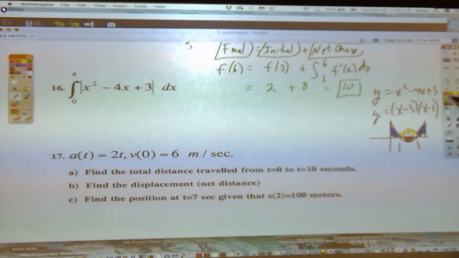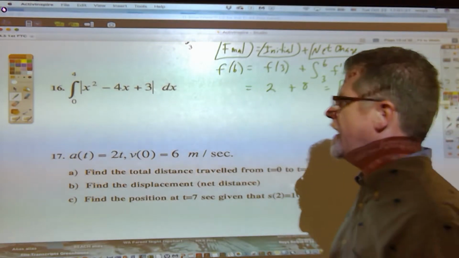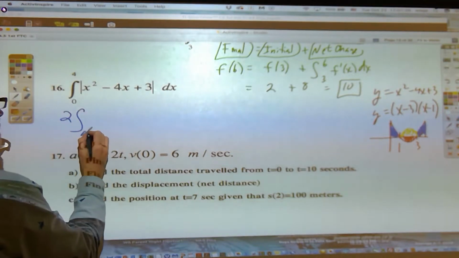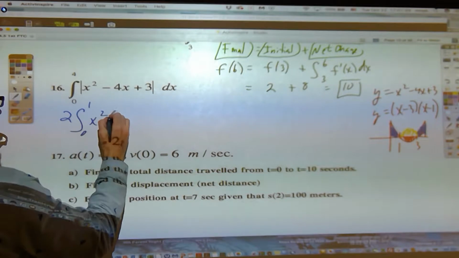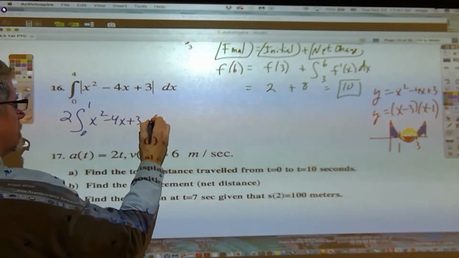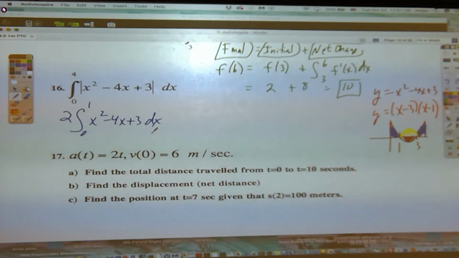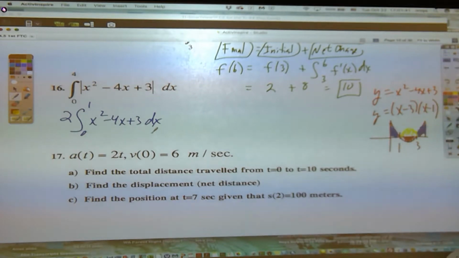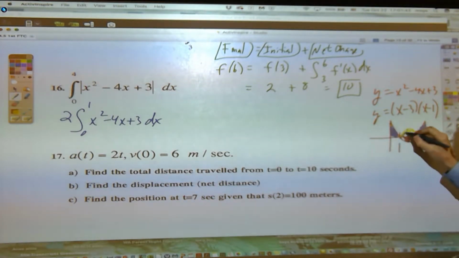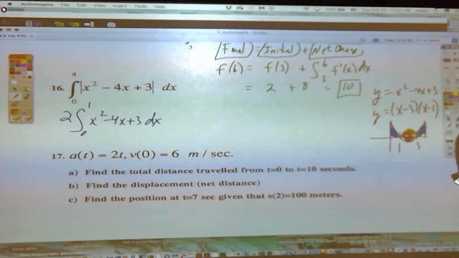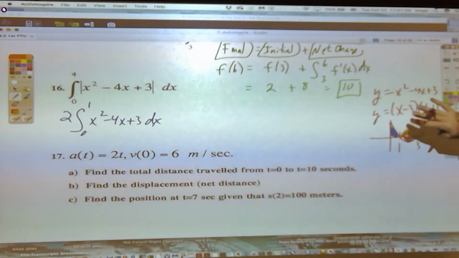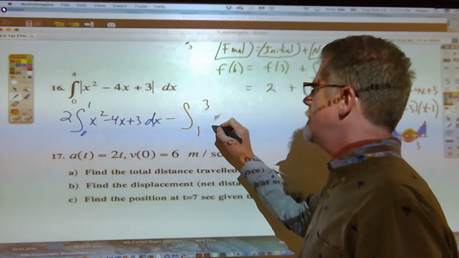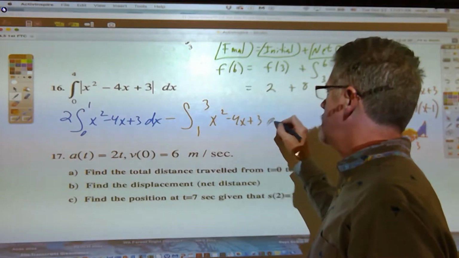So to get rid of the absolute values, I'm going to have to lean heavily on this graph. I'm going to have to take 2 blue areas, so 2 times the integral from 0 to 1 of x squared minus 4x plus 3 dx. 2 of those. And then to get the yellow area, which I'll do in orange up here, I'm going to have to take the opposite of the integral from 1 to 3 of x squared minus 4x plus 3 dx.